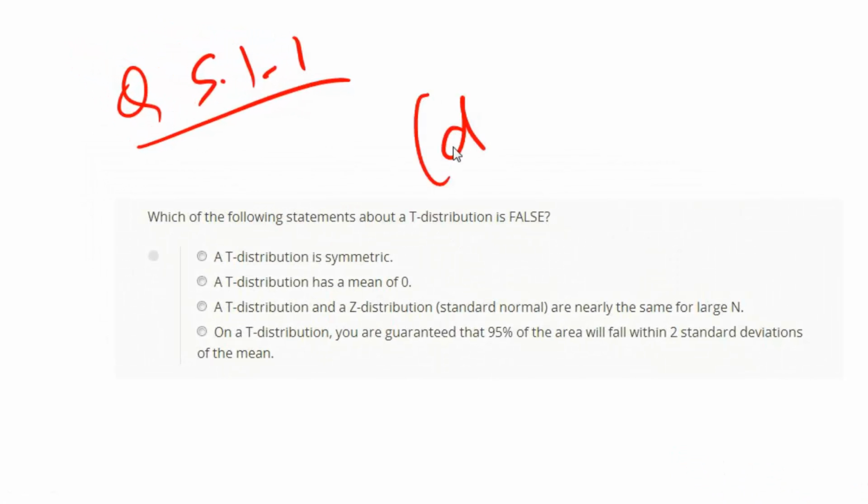The correct answer for this is D. On a t distribution, we are not guaranteed that 95% of the area will fall within 2 standard deviations of the mean, even though this is a fact for the normal distribution. This isn't true for the t distribution, especially for when we have a small number of observations.